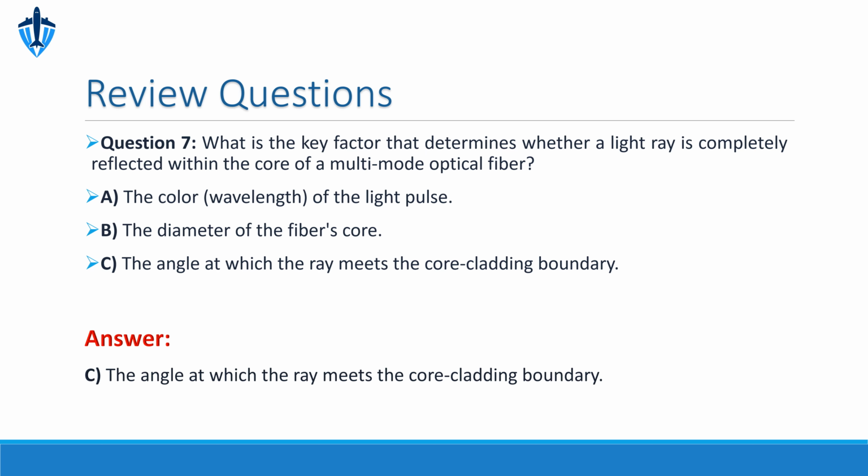Conversely, rays that meet the boundary at a shallower angle, less than the critical angle, are refracted into the cladding and are lost. While core diameter, B, distinguishes single-mode from multi-mode fiber, it does not dictate the reflection condition for an individual ray. The wavelength, A, influences the critical angle, but the decisive factor for any given ray is its incident angle relative to that boundary.